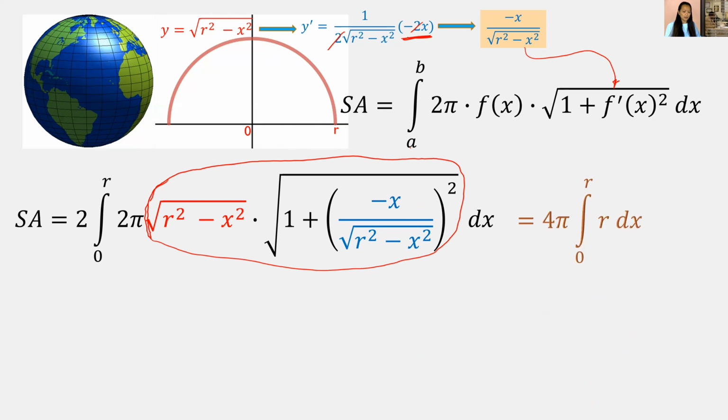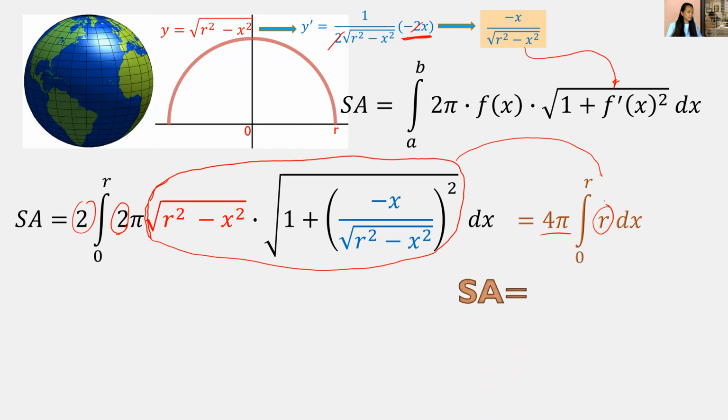And that is the integral of 4 pi. Where did I get the 4? 2 times 2 is 4, and then the pi there. Then the integral from 0 to r, and this whole big red chunk right there just ends up being r when you simplify that. So you have the integral from 0 to r of 4 pi times r dx.